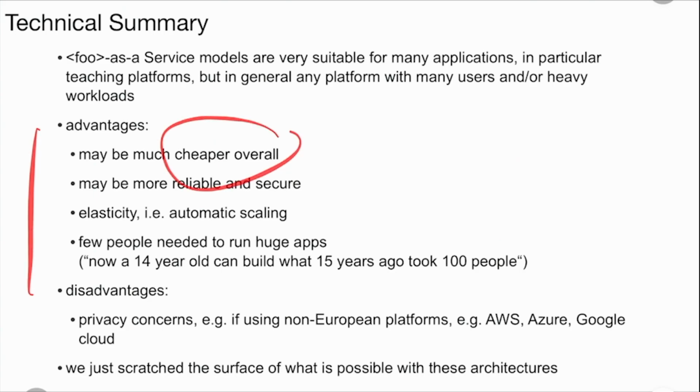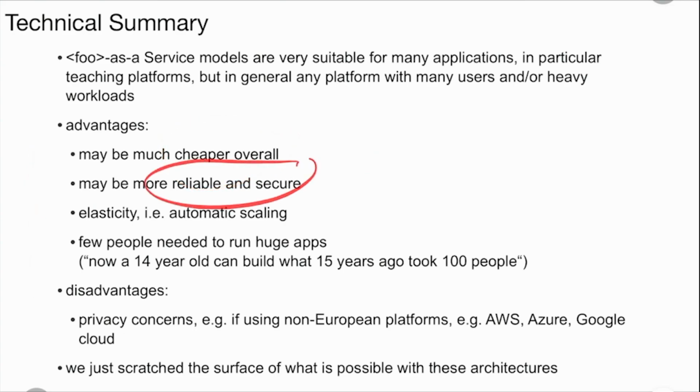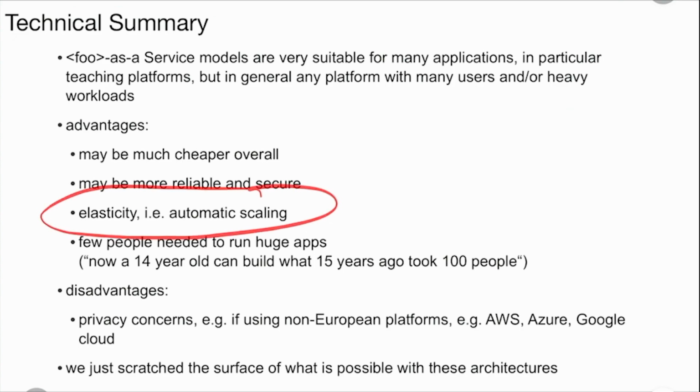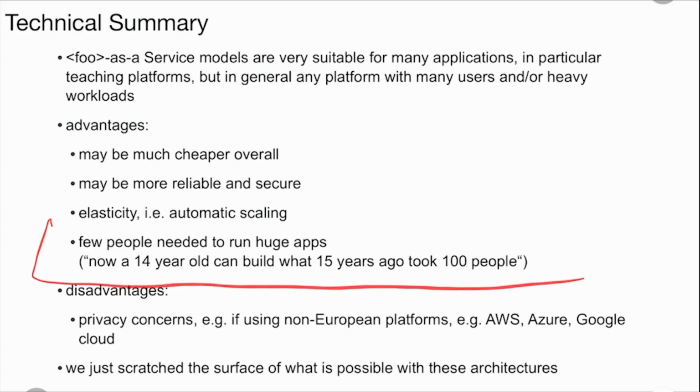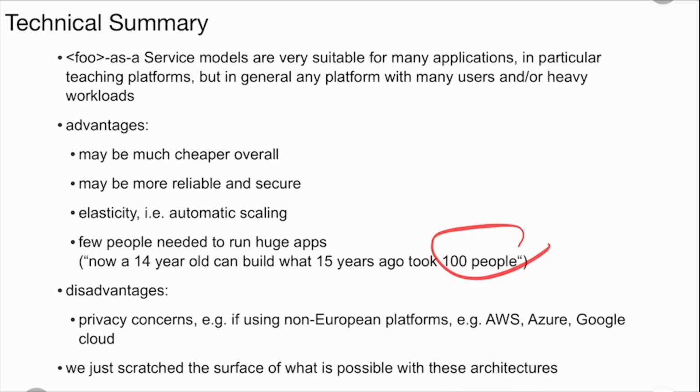If you look at the operating costs of all of that and do the math, it may be more reliable and secure. In particular, if you factor in how much personnel you have available and what they can actually do on your architecture, you get elasticity from those hyperscalers, which may be super useful. And it may be that you only need few people to run huge apps. There's a saying now: a 14-year-old can build what 15 years ago took 100 people.